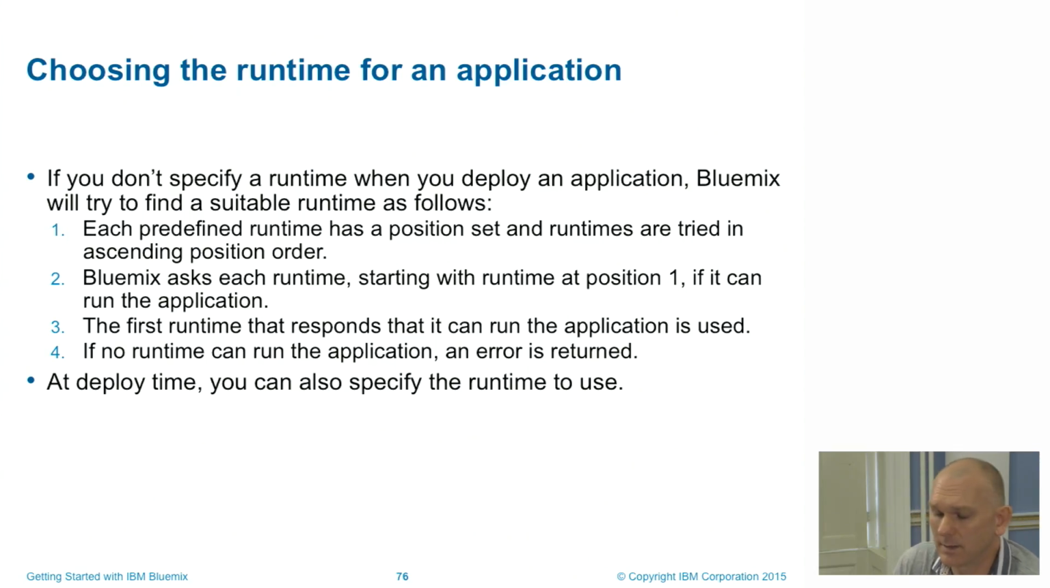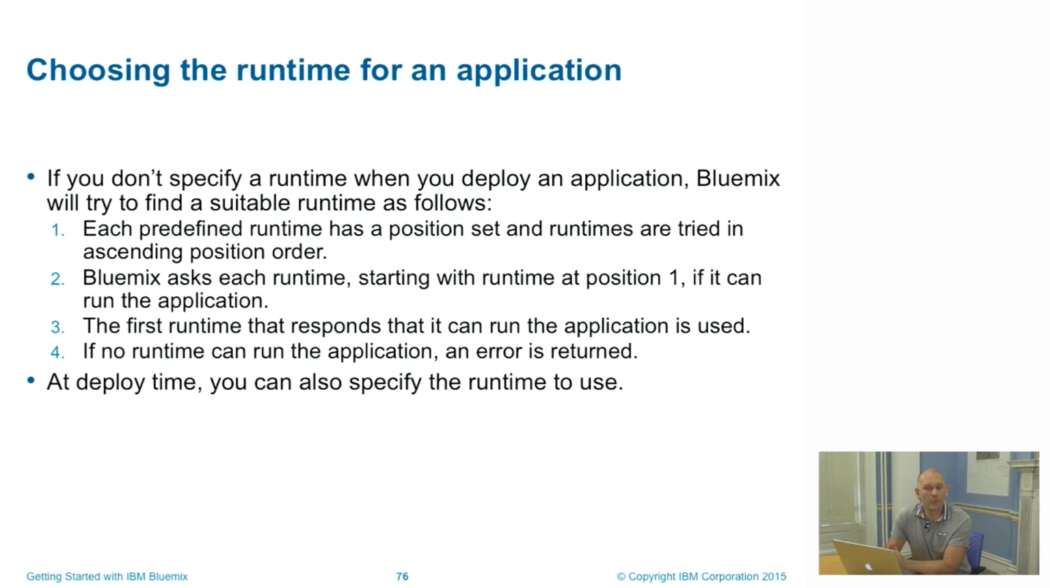One question you may be asking is, when I run or push an application, I don't specify the language it's written in. In the manifest file, I don't specify the language it's written in either. So how do I know what runtime I'm going to get for my application? And the process that happens is this.